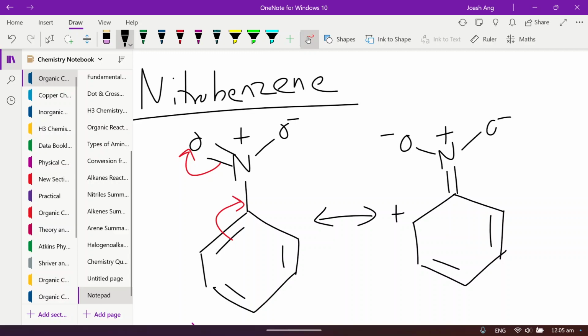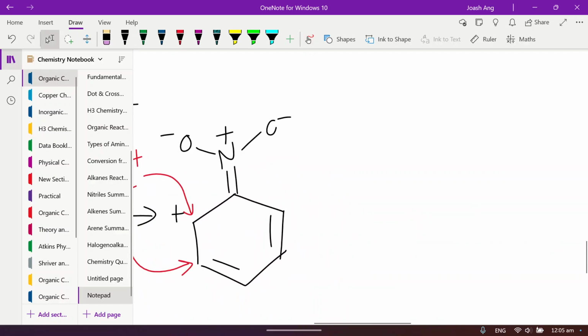So you can see the second position now is positively charged, and that is why the electron density of the carbon on the second position decreases, and that is why when most electrophiles approach the second position, they will repel away. So that's why they preferably want to attack the third position. Okay.